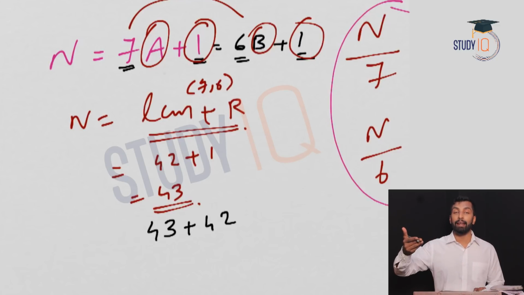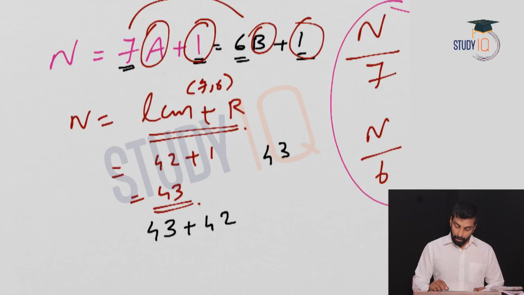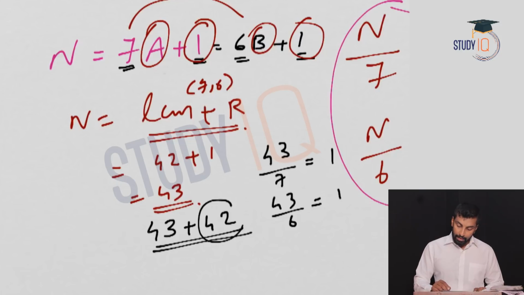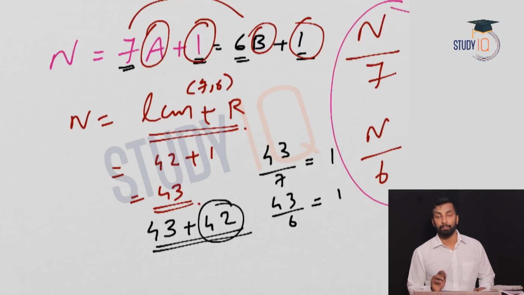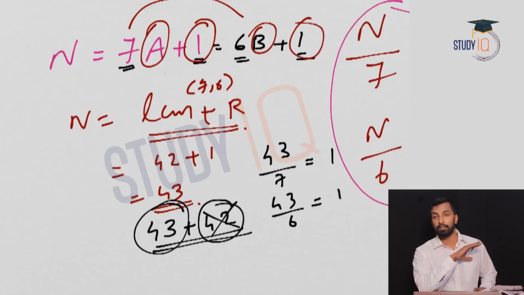You add 42 again. Fourth number, you add 42 again. Now why is it happening? Because when you take 43 and divide by 7, you get remainder 1. 43 divided by 6 also gives a remainder 1. Then when you add 42, 42 is completely divisible by 7 and 6, so here you won't get any remainder. Now here you have a remainder which is the same.